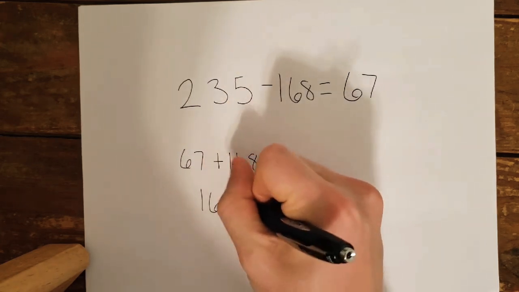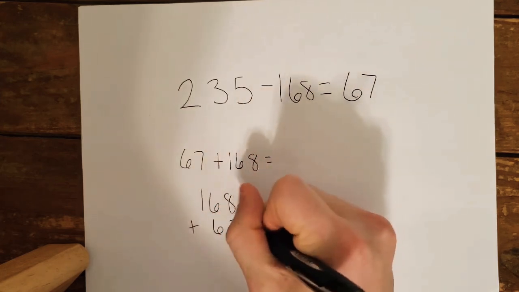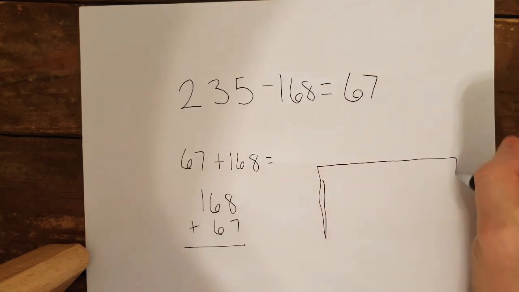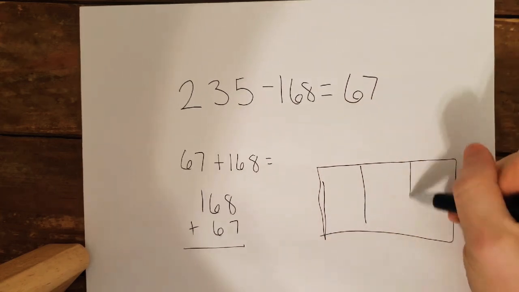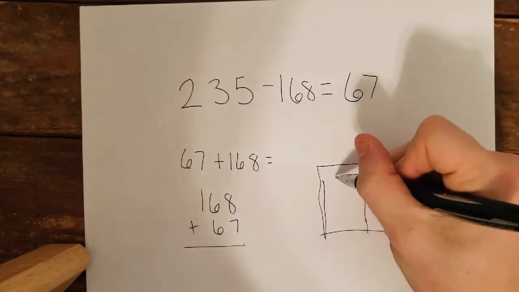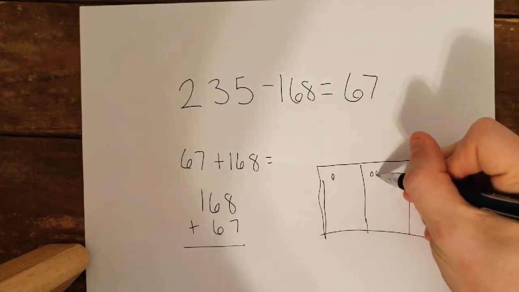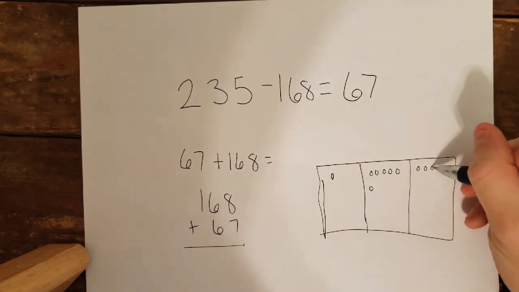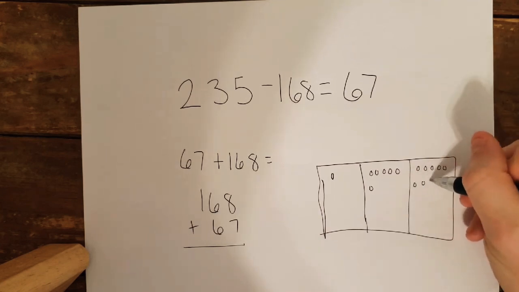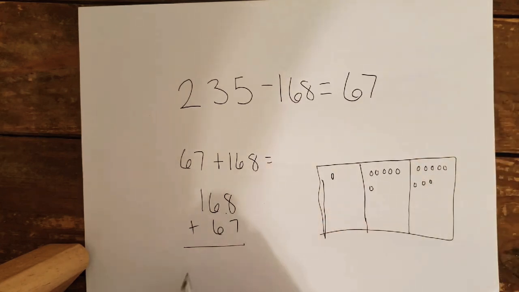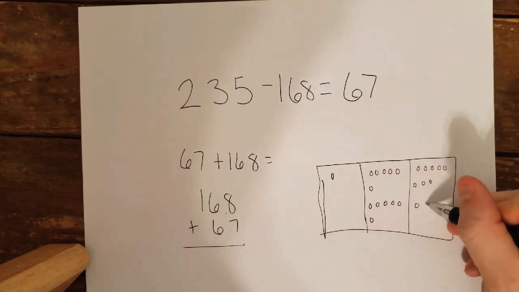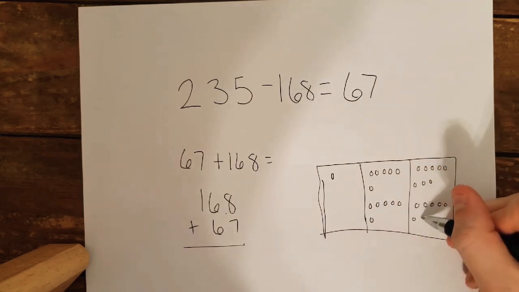So I'm going to write my vertical algorithm, 168 plus 67. I'm going to write a place value chart right here. I'm going to plug both my numbers into the place value chart. 100, 1, 2, 3, 4, 5, 6 tens, 1, 2, 3, 4, 5, 6, 7, 8 ones. And then I'm going to add 6 tens and 7 ones. 1, 2, 3, 4, 5, 6. 1, 2, 3, 4, 5, 6, 7.